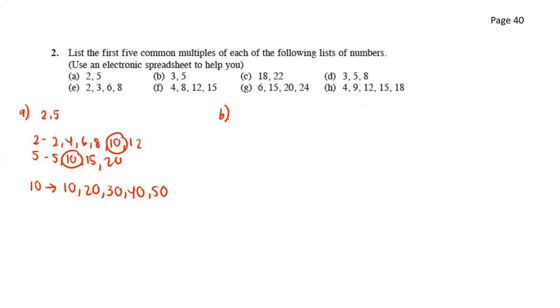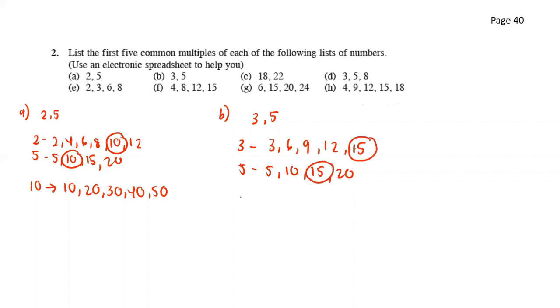Okay, next for B, we have 3 and 5. So for 3, let's list it down first. We have 3, 6, 9, 12, and so on. For 5, we have 5, 10, 15, 20. So if you see there's no common multiple, you just have to go on until you find one. So here you can see 15 is a common multiple. So let's list down the first 5 multiples of 15. We have 15, 30, 45, 60, and 75.